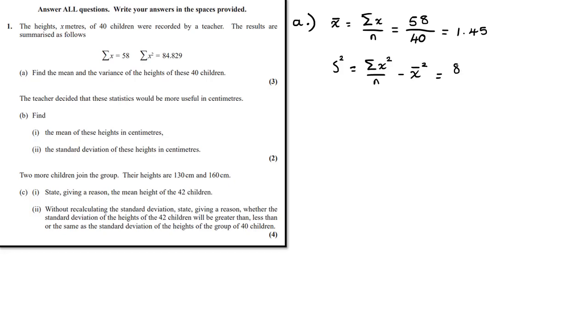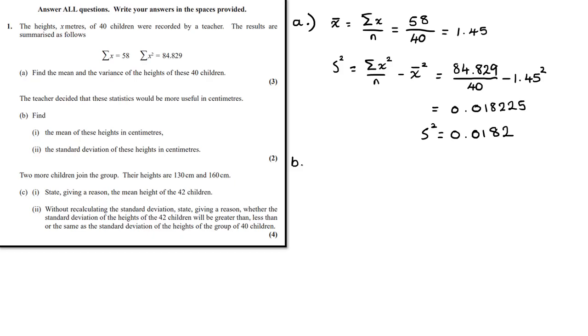That's 84.829. We divide it by n again, which we know is 40, and now we minus the mean squared, so minus 1.45 squared. Again, just put this into the calculator, and what you should find is 0.018225. Giving that to 3 significant figures, we get 0.0182. So that's our variance, and that's part A done.